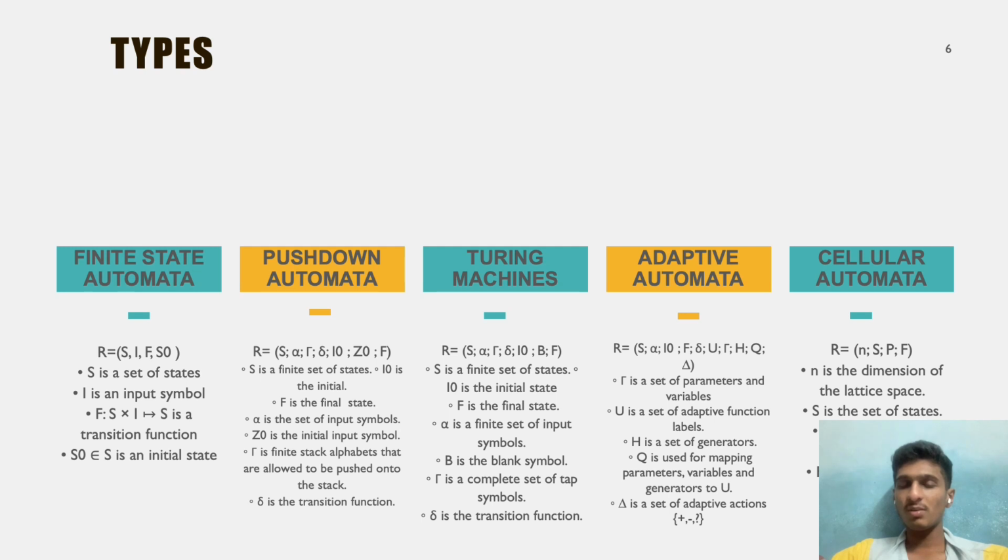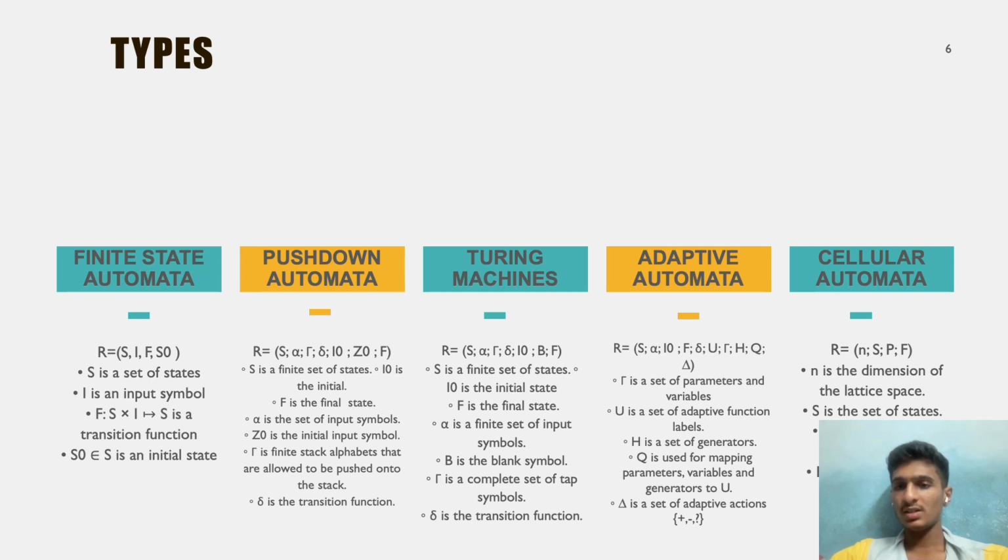Moving on to the pushdown machine. A pushdown machine is a type of automaton that can recognize context-free languages. It has a stack that can be used to store information about the input stream. Turing machine. The Turing machine is a mathematical model of computation that can simulate any computer algorithm. It consists of an infinite tape divided into cells, a read-write head that can read and write symbols on the tape, and a finite set of states. It is used to recognize recursively enumerable languages.